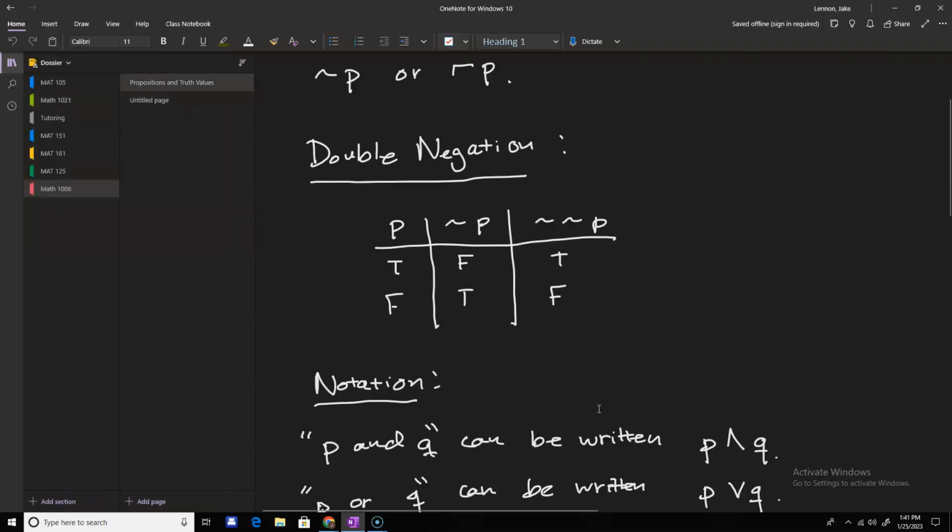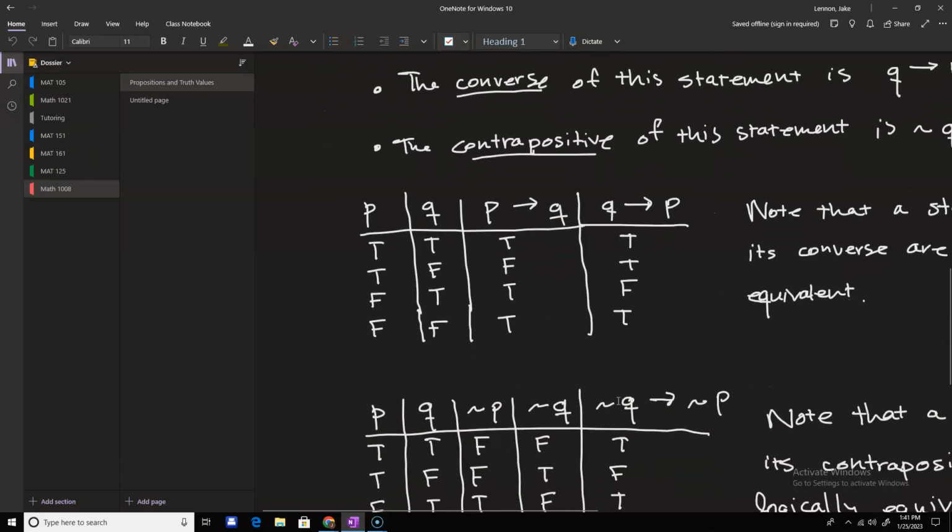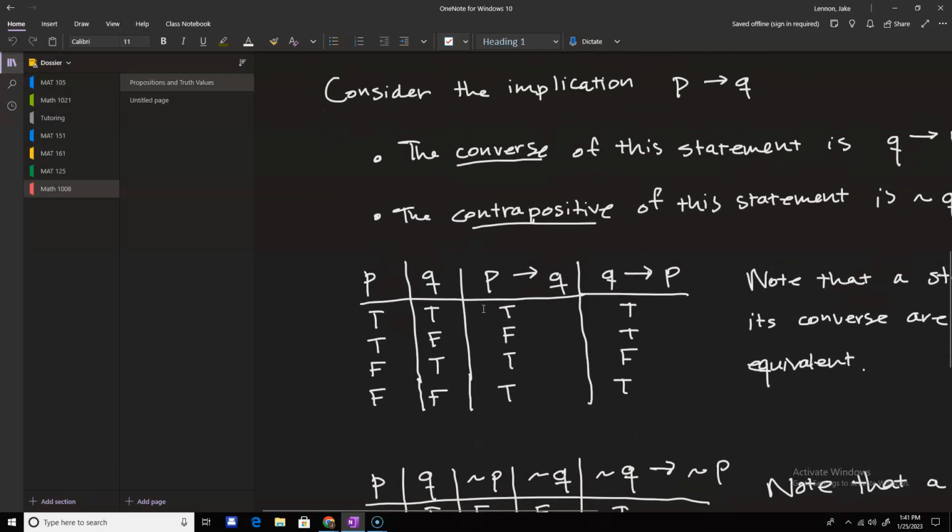Just if we go back to the notes we had in the previous section when we talked about the implication here, true implies true is true. True implies false is false. False implies true is true. And false implies false is true. So that's how we're getting the truth value of the implication there.